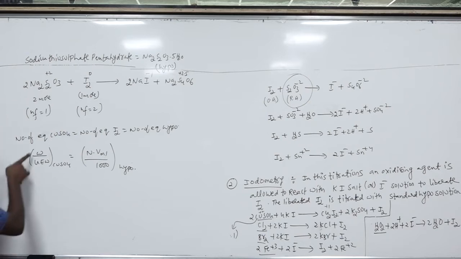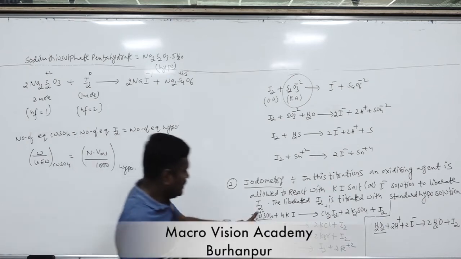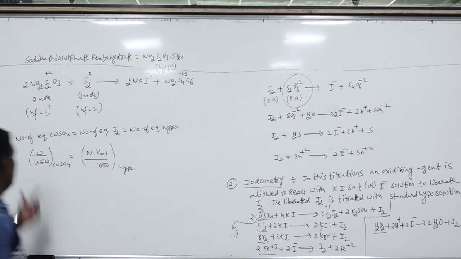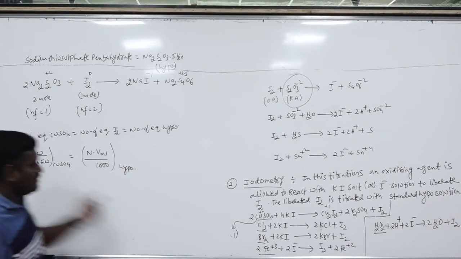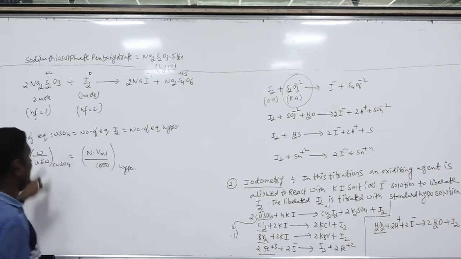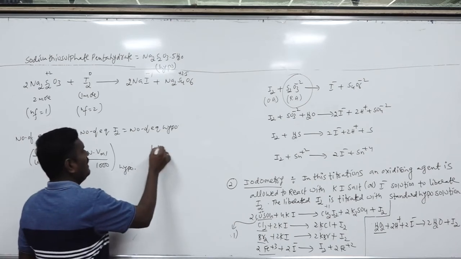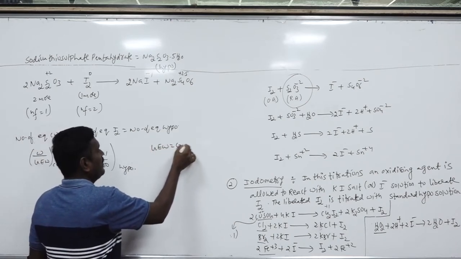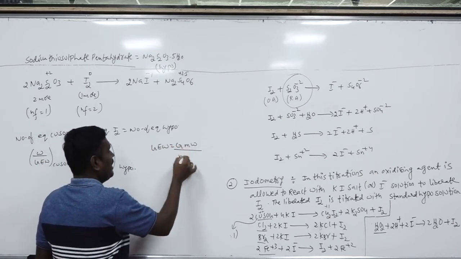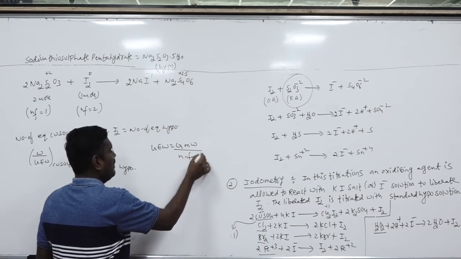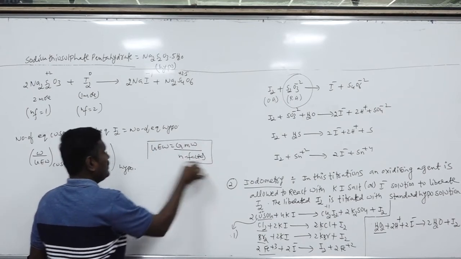If we know the weight of copper sulfate, do you know what the N factor of copper sulfate is here? Copper +2 changes to copper +1. So the N factor is 1. So the copper sulfate N factor is 1. The N factor we know, so we can find the equivalent weight. How? Gram equivalent weight is equal to gram molecular weight upon what? N factor.